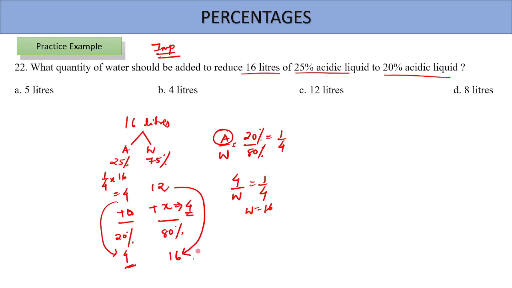I repeat, from 12, it is becoming 16. That means I have added some quantity of water, which is nothing but 4. So 12 plus 4 is giving me 16. So the correct answer is option B. I hope this sum is also clear. A simple sort of sum.